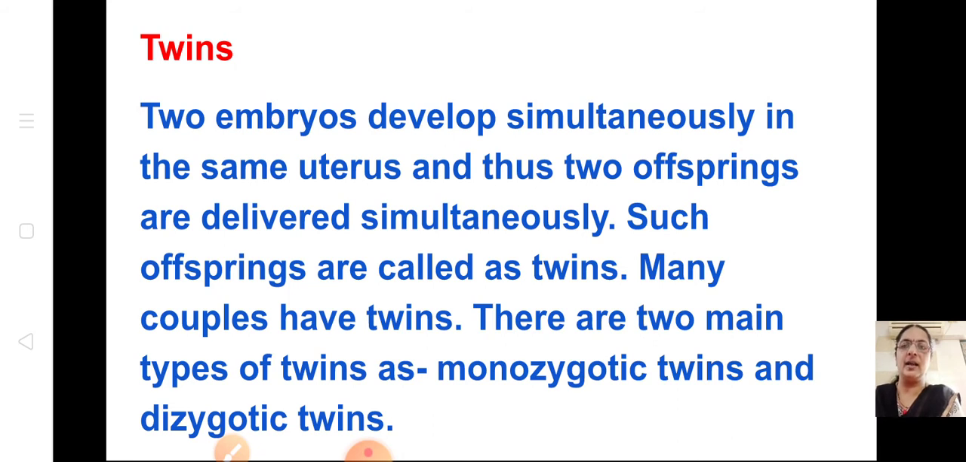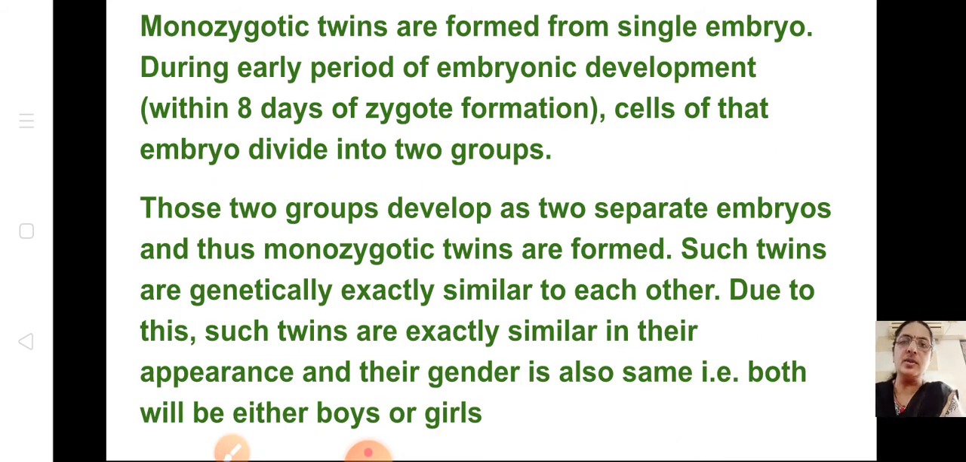Many couples have twins. There are two main types. What are they? Monozygotic and dizygotic. There are two types of twins. So what are monozygotic twins? Monozygotic twins are formed from a single embryo. That means during the early period of embryonic development, within 8 days of the zygote formation, cells of that embryo divide into two groups. Okay, if within 8 days the embryo divides into two groups, and these two groups develop into two separate embryos, thus monozygotic twins are formed.